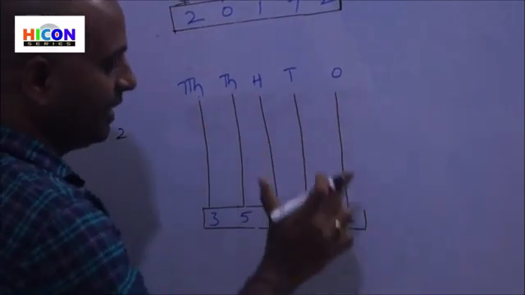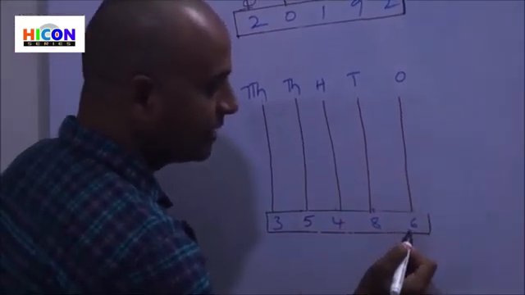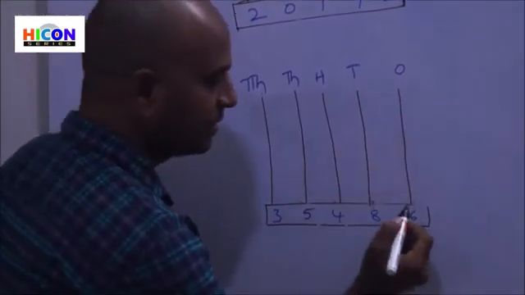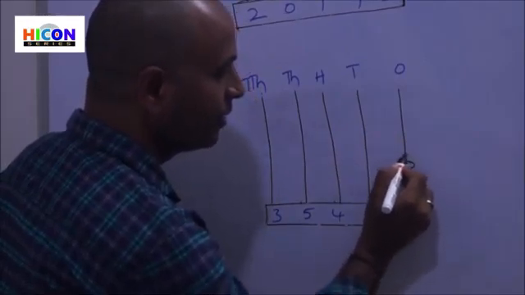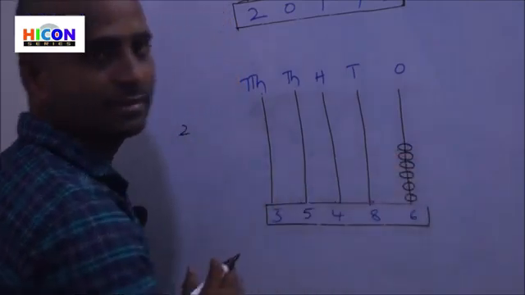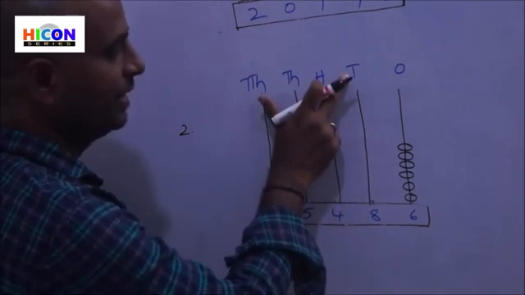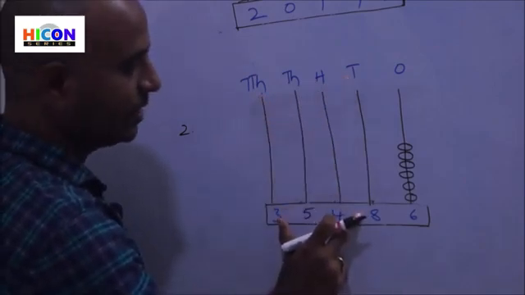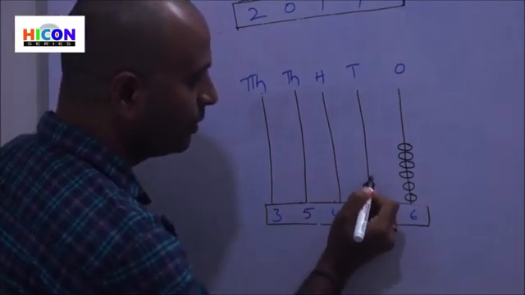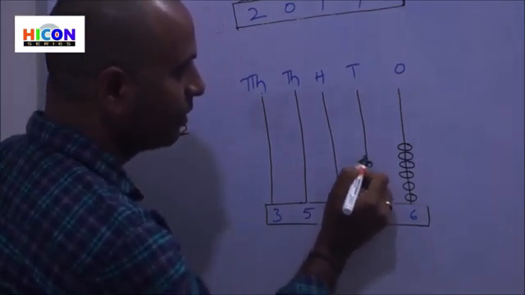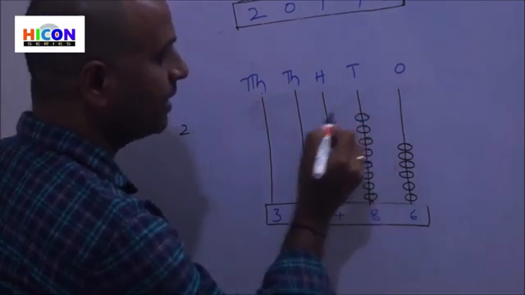So in the ones place, the digit is 6. That's why we have to draw 6 beads on the first stick. So 1, 2, 3, 4, 5, 6. Next, go to the second stick, that is the tens place. In the tens place, the digit is 8. So just draw 8 beads on the second stick. 1, 2, 3, 4, 5, 6, 7, 8.